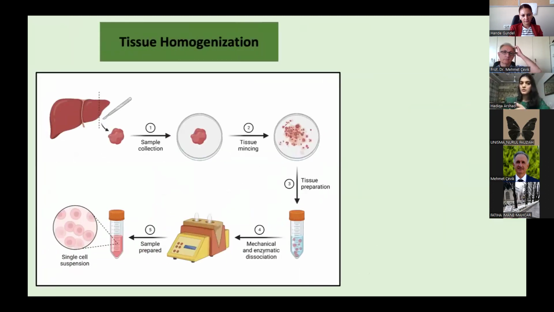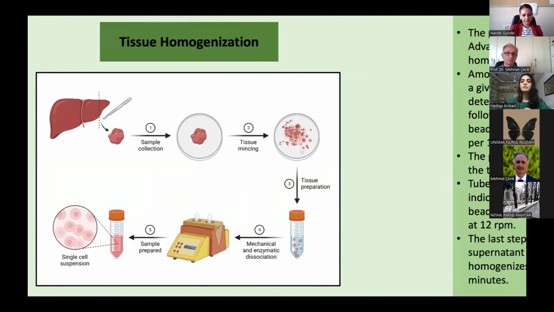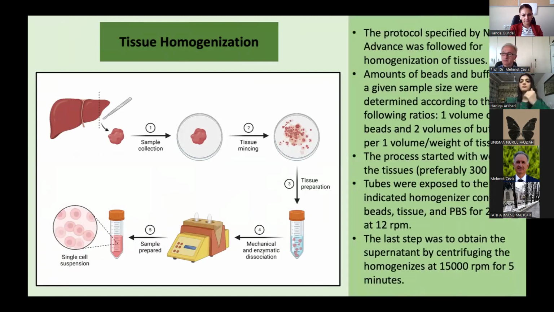Next step was the important one. It was used for the tissue homogenization. The tissue homogenization is necessary for the biochemical analysis and the molecular analysis. We take the sample, then we mince it in the PBS solution, and then we homogenize it, and then we centrifuge it at a specific rate for 5 minutes.